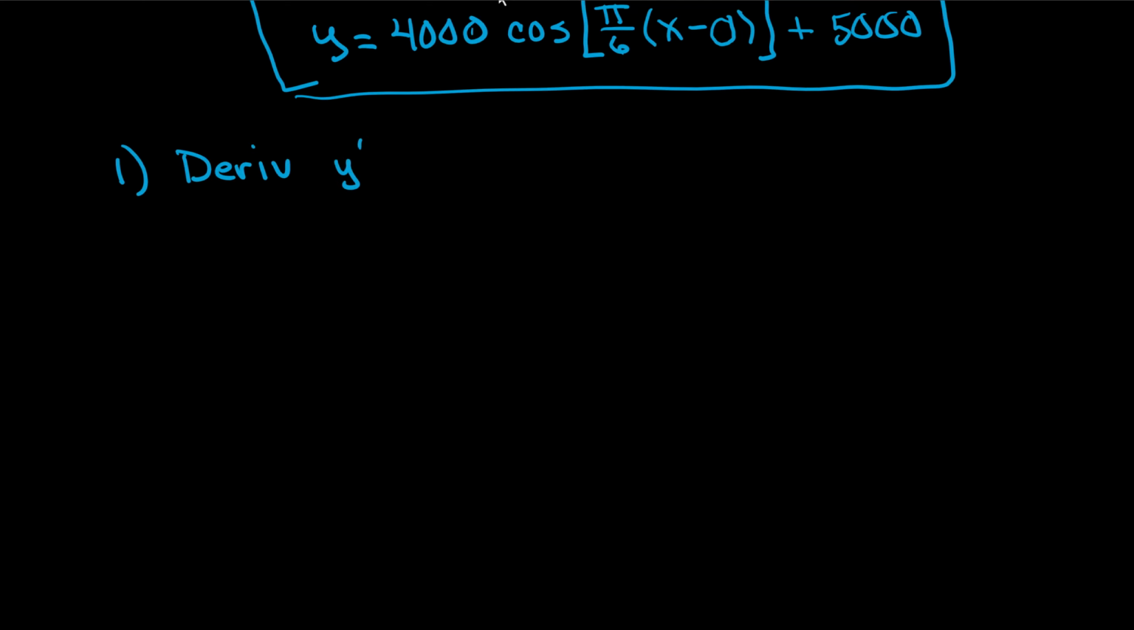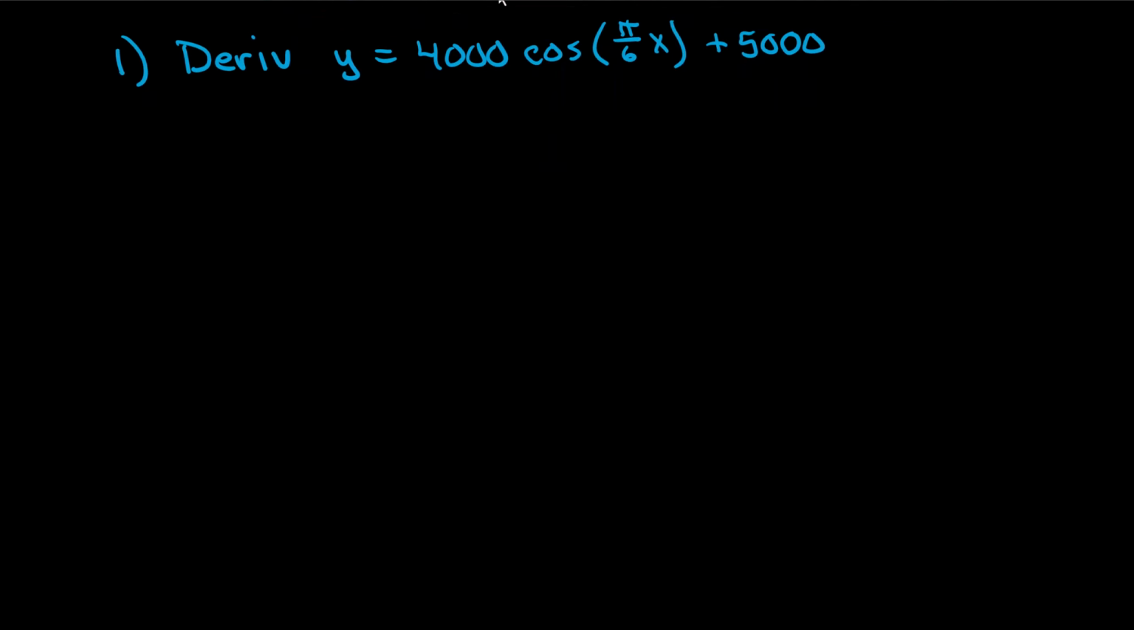Y prime is going to be equal to, yes, this is going to be fun. First I'm going to copy this down and clean it up a little bit. We have our cosine. Inside, I'm going to take the pi over 6 and distribute it, so it gives me pi over 6x. Pi over 6 times 0 is just 0, so I'm not going to worry about that. Plus 5,000. That's a little bit cleaner than what we had before.